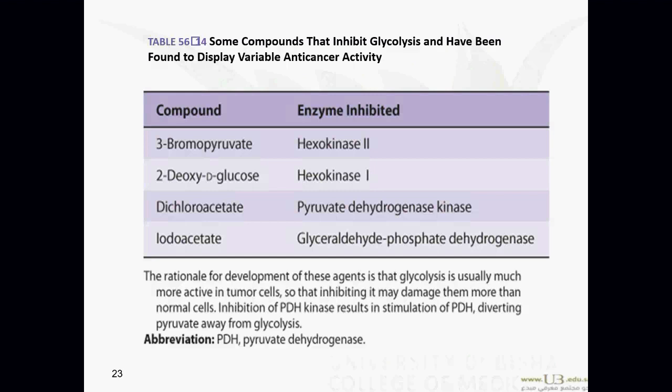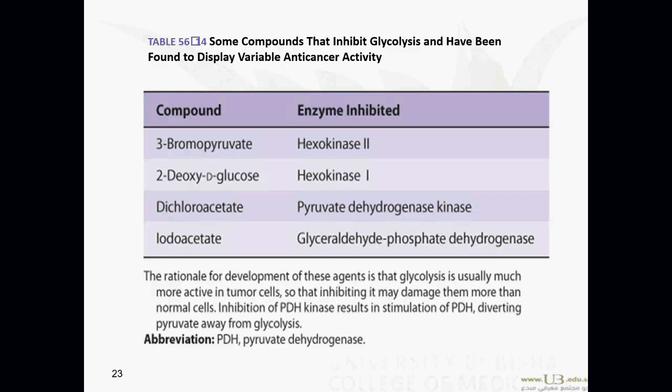الإنزيمز some of the enzymes can be used as يعني targeting anti-cancer agents like this example. الـ 3 برومو بايروفيت كومباوند بيصنع في المختبر عشان يعمل انهبيشن للهكسوكاينيز 2 انزيم، وبيستخدم في التارجتنج الكانسر سيلز. و2 دي أوكسي دي جلوكوز برضه ممكن يصنع بصورة سينثيتيك أو في المختبر عشان to inhibit the effect of the هيكسوكاينيز 1.